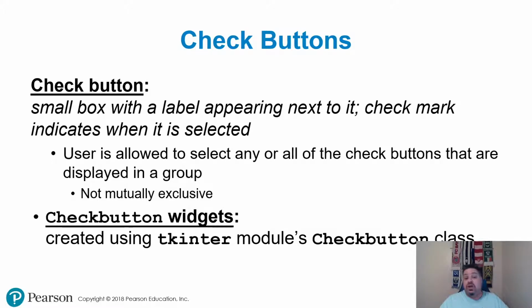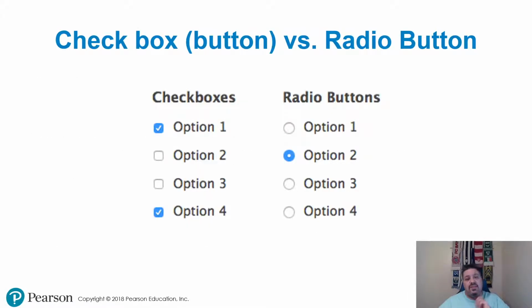Tkinter calls them check buttons. They use the check button widget name, the check button class. And again, they look like this if you ever see them on your screen. Okay. The biggest difference here is that with checkboxes, you can have multiple options. Radio buttons, you only have the one grouping there, right? So again, let's see here.